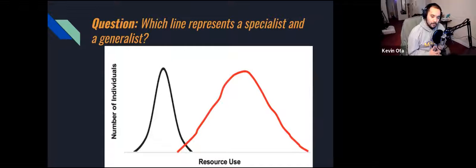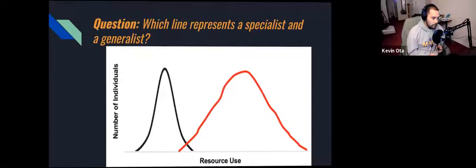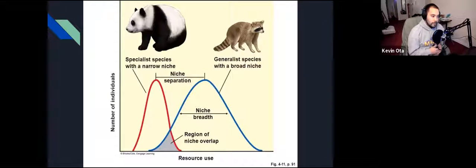Another question for you guys. After what we talked about with those two types of organisms, which of these lines do you think represents a specialist and a generalist? After looking at this, I hope you guys got that the red line is much more broad, while the black line is much more narrow. So the wider line represents a generalist, because generalists can use a wider variety of resources, whereas the narrow one represents a specialist. They can only eat a certain type of food or use certain types of resources, so they're more limited in their niche or their ecological role.